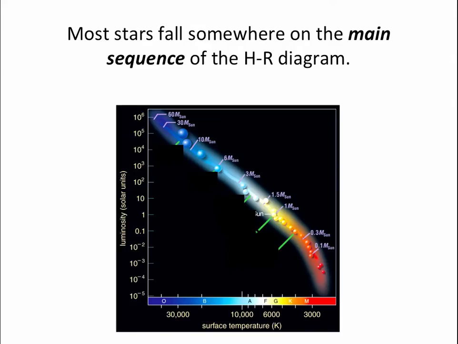So as I said before, most stars fall on a line in the diagram that goes from bright and blue to faint and red. We call this the main sequence. It gets that name because it's a sequence of stars, and most stars lie along it. And we will need to talk about why most stars lie along this. That'll be next week.